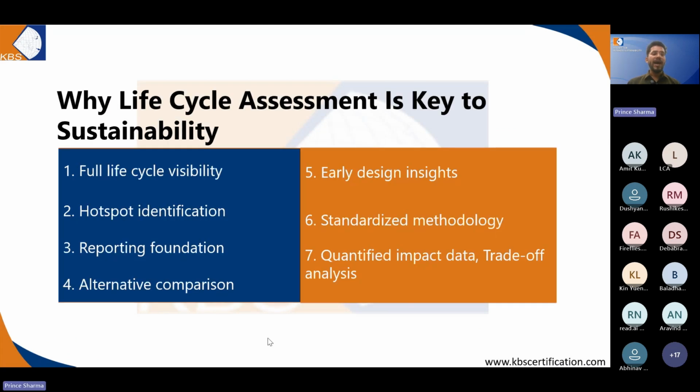Now coming to why life cycle assessment is key to sustainability. So the very first point, it focuses on the full life cycle and gives visibility for the whole life cycle of the product.